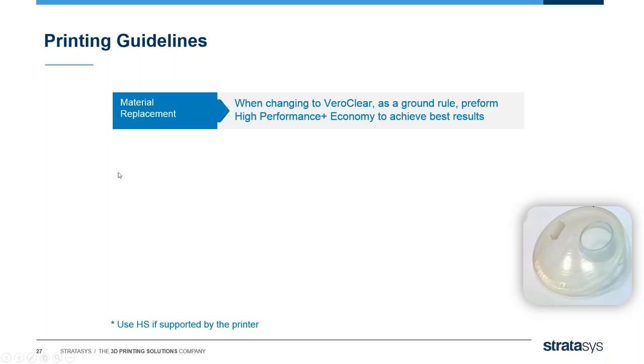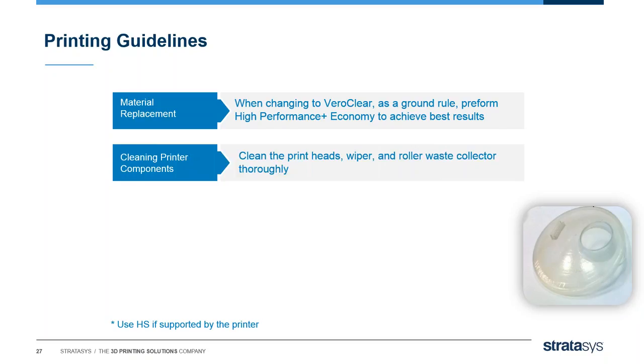Let's start. Material replacement when changing or preparing the machine for printing with Vero Clear: it's a basic ground rule to perform a high performance or high economy material replacement run to achieve the best results. Cleaning all printer components: cleaning the heads, the wiper, the waste collector very, very thoroughly, and make sure you don't have particles of other colors between the print heads and so on. That's very important to avoid any contamination of your Vero Clear part.